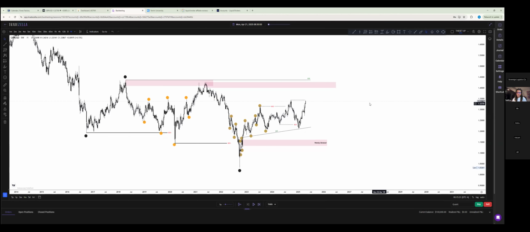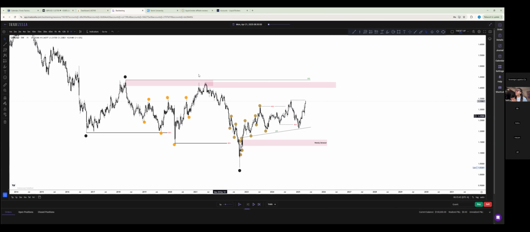We have not gone down to the 15-minute. We have not gone down to the 1 hour, the 4 hour, where your probable POIs will be. This is just to give you an overall idea of the direction that price should be going long term, because you're looking at this from a weekly, a daily perspective.